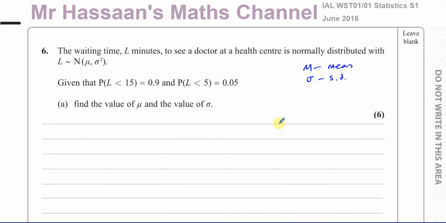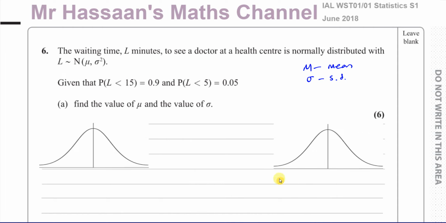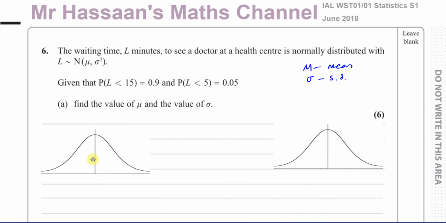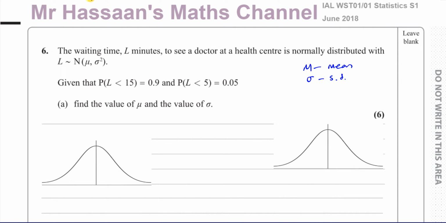So whenever we have normal distribution, we like to think about the normal distribution bell curve. That will help us to understand how to deal with this question. So I'm going to get some nicely drawn ones ready for me. Okay, so now we have two situations. The first situation is the probability that the length of time is less than 15 equals 0.9. So I'm going to deal with that one first. So the probability that the length of time is less than 15 minutes is equal to 0.9.